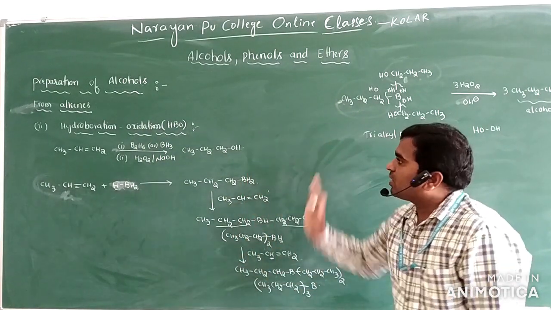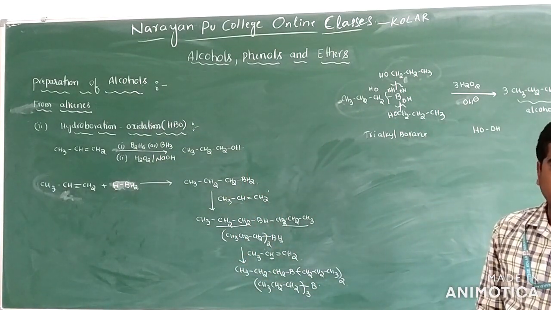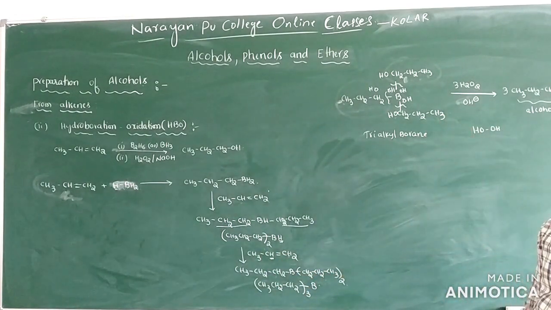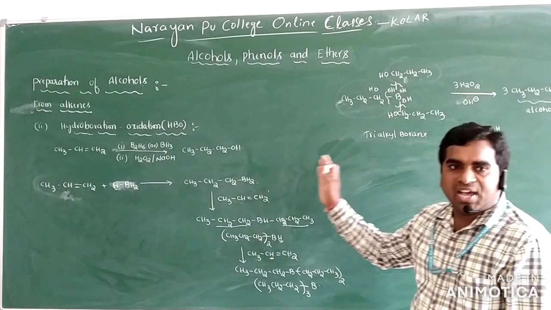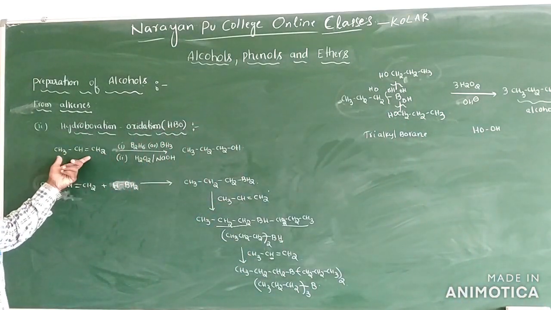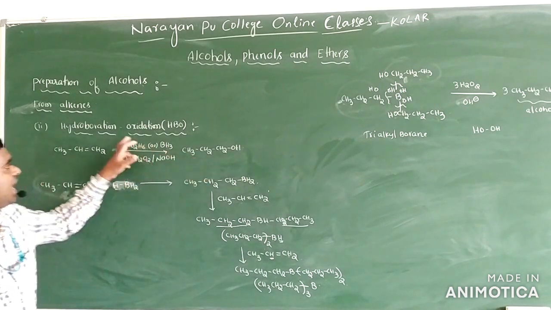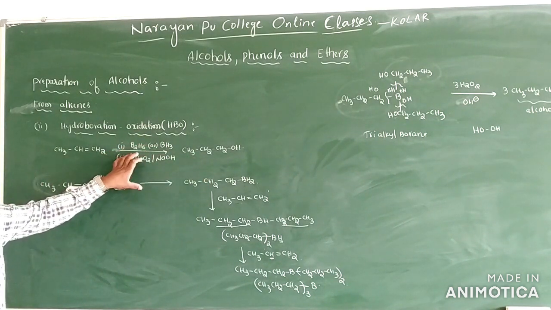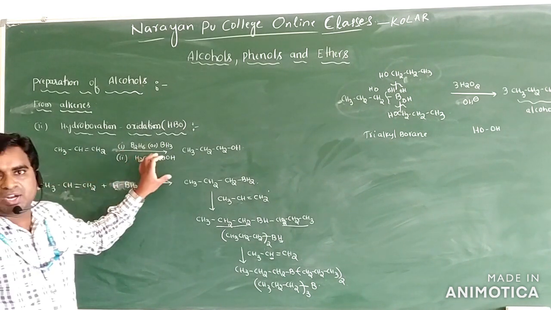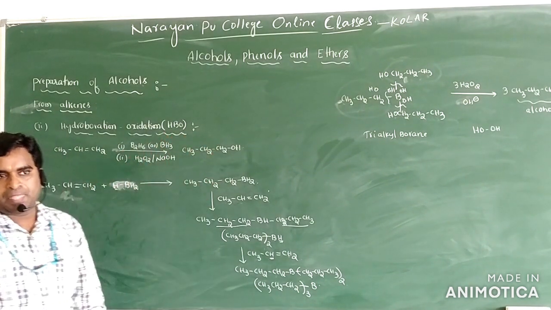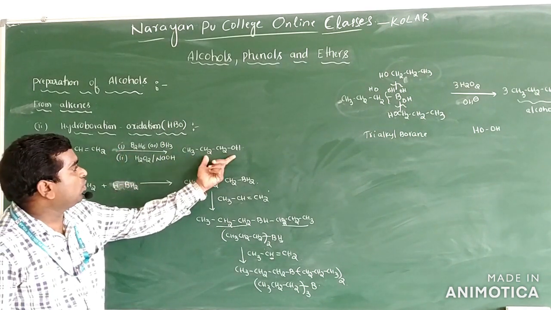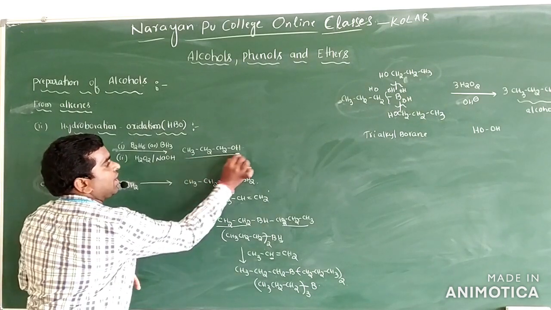But in a competitive examination, writing all these steps is difficult. So how to write the direct product here? There is one simple trick to get the final product in hydroboration and oxidation. Just add water to the alkene according to the anti-Markovnikov rule, then you will get the alcohol.